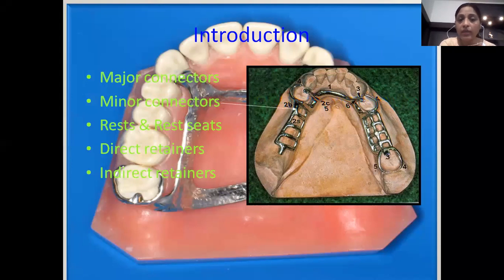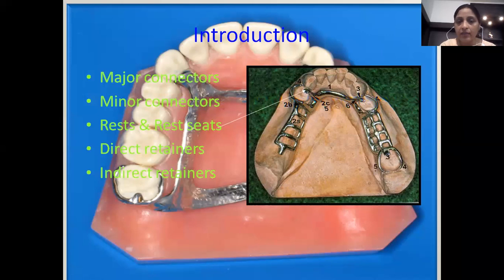The other component, or the second component, is minor connector. Now, as we can see in this figure, the minor connector is the component of the RPD which is connecting the other small components of the RPD to the major connector. So the function of the minor connector is to connect the other components of the RPD, for example, direct retainer, rest, or the denture bases to the major connector.